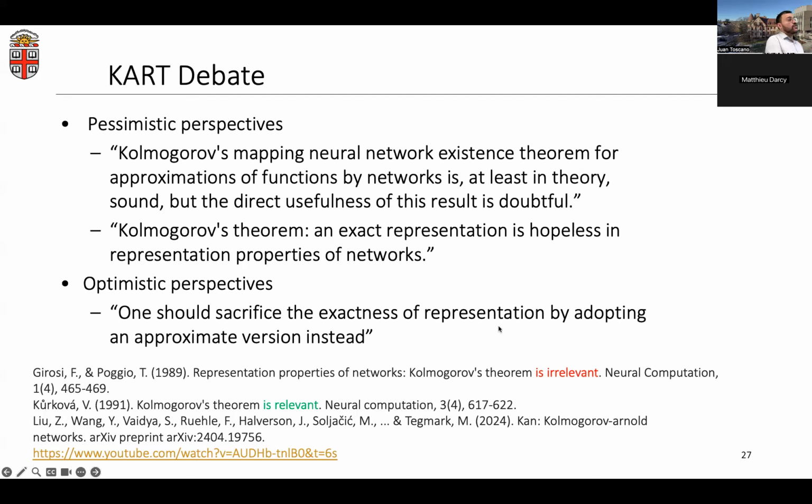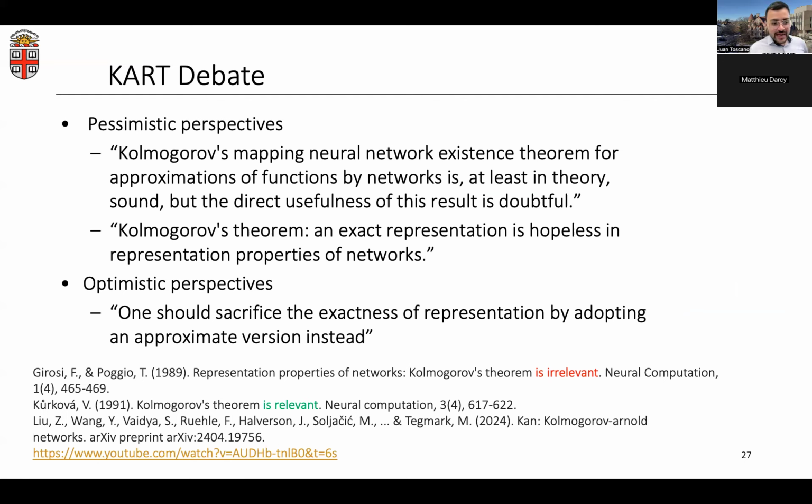But there were also optimistic perspectives, especially by Kürková, who said that it may be true that if you go for exact representation, you can have this problem of functions being fractal, non-smooth, and maybe not learnable. But if you sacrifice a little bit of exactness and go to approximation, then you can do quite nice things with the Kolmogorov-Arnold representation theorem. Also, I invite you to check the YouTube link here, a talk by Ximing, who did a more extensive analysis of the history of KANs and this interesting debate.